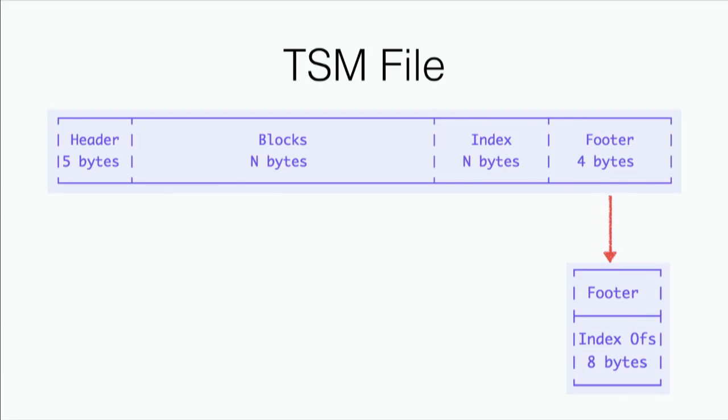And then the footer is basically just the offset of where to find the start of the index. So using all these things, we can essentially use the memory map to jump around in the file, and we can just use it like you would an array of bytes.